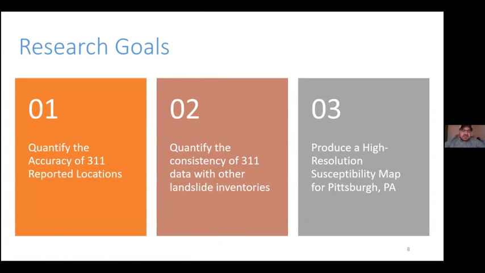So spatial uncertainty in a landslide inventory, without quantification, can make inaccurate estimates. Because of this and the potential of the 311, we came up with three main goals for this project. The first is we wanted to quantify the accuracy of the reported 311 locations, quantify the consistency of this 311 data with other landslide inventories, as well as see if we were able to produce a high resolution susceptibility map for Pittsburgh, PA with the use of this data.